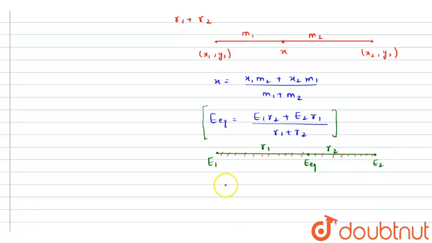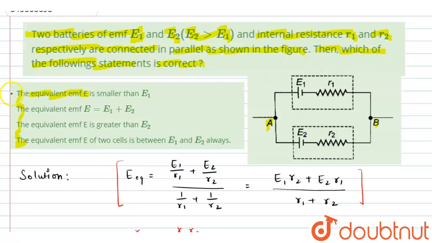So from here we can say that E equivalent will lie somewhere between E1 and E2, by using the section formula in mathematics. This is the required answer. From the given options A, B, C and D: it is given that the equivalent EMF is smaller than E1, so this is wrong. I just said that E equivalent will lie between E1 and E2.